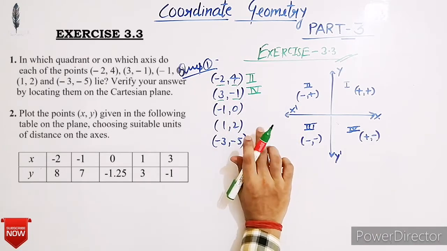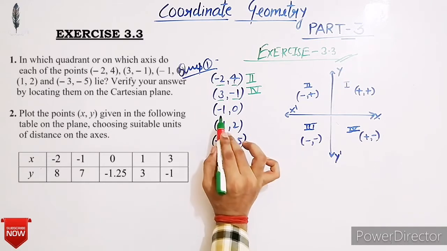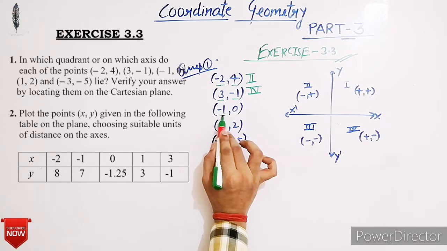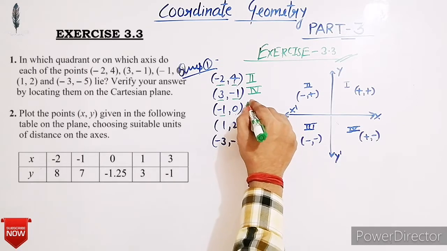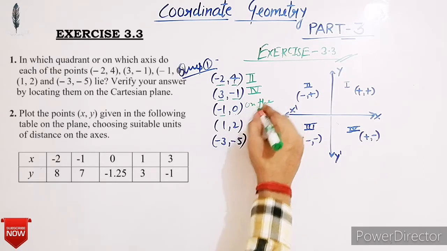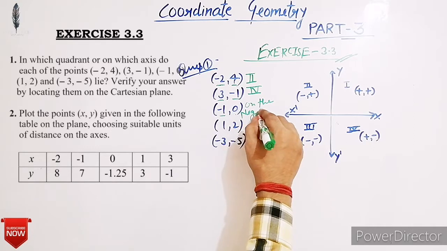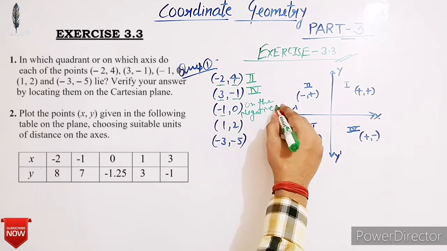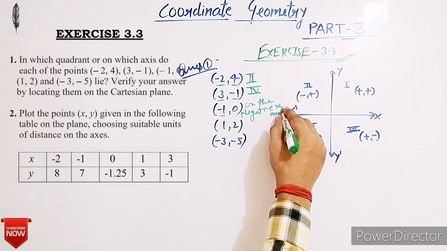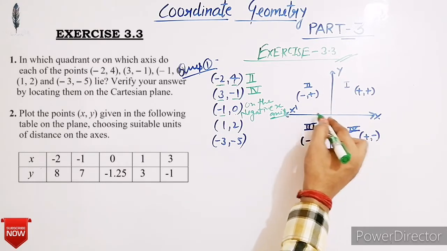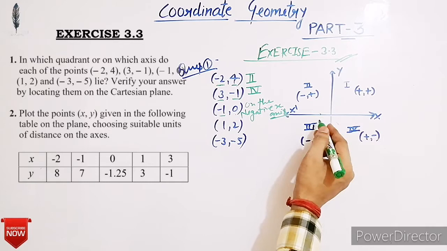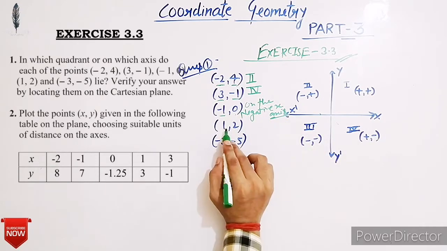Okay. Now next point is (-1, 0). Here x coordinate is -1 and y coordinate is 0. Students, all of you know that y coordinate of every point on x axis is 0. It means this point lies on x axis, but here x coordinate is negative, so the point (-1, 0) lies on the negative x axis. Okay, clear?